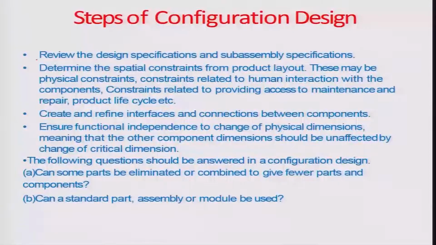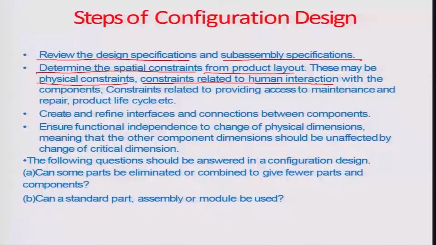In summary, the steps of configuration design are to review the design specifications and the subassembly specifications, and determine what the spatial constraints are, particularly from the product layout. These may be physical constraints, constraints related to human interaction with the components, or constraints related to providing access for, let us say, maintainability or repairability of the product or product life cycle, etc. And then you suitably create, or in some cases refine, the interfaces between the different product assemblies.